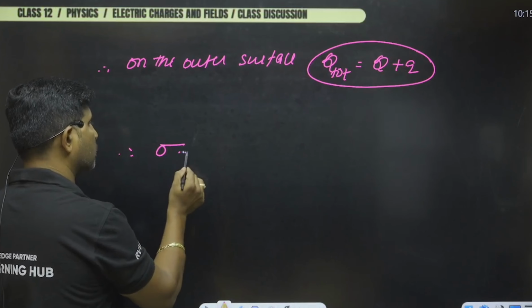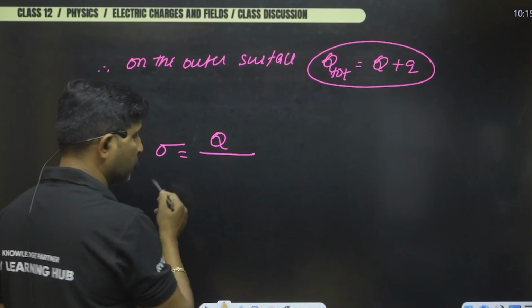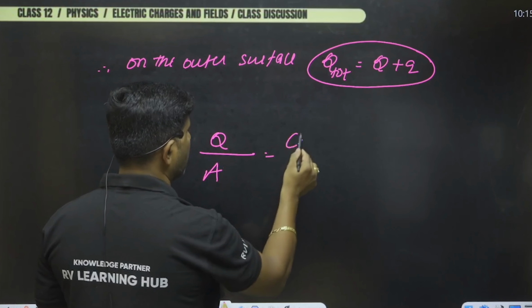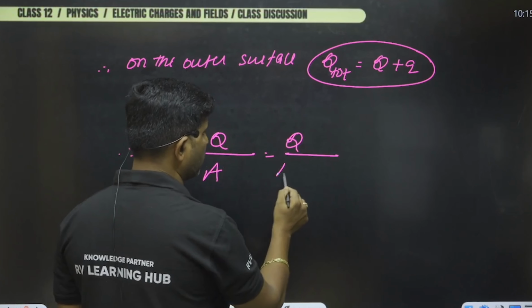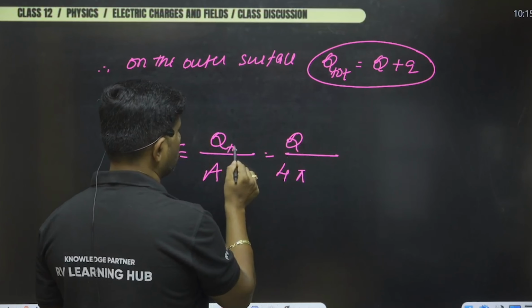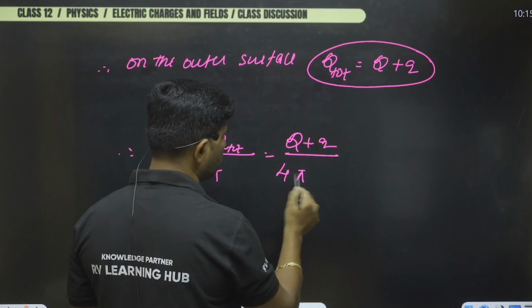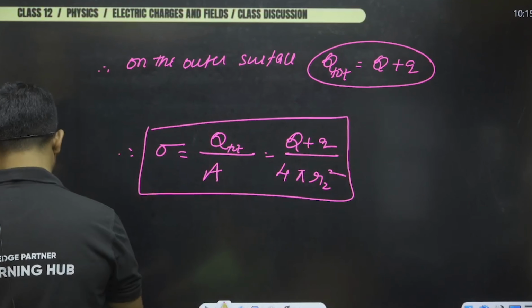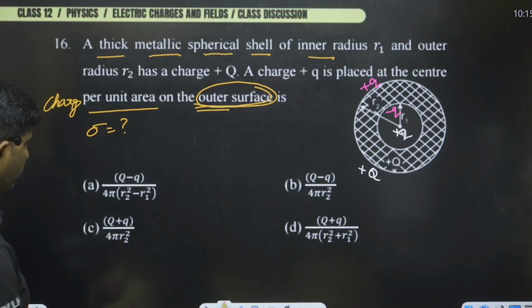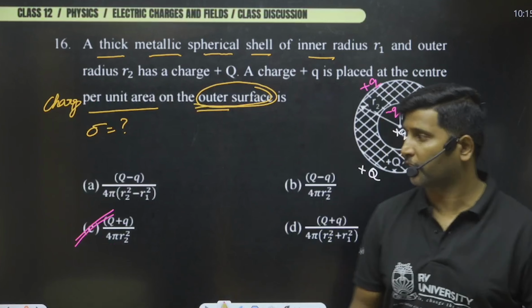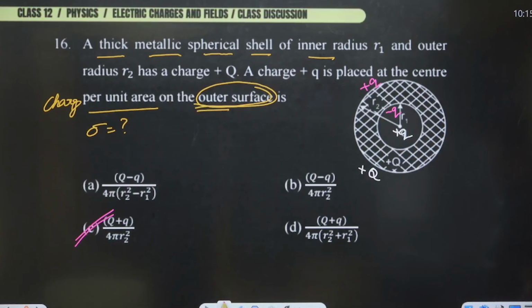Therefore, what is the charge density? Charge density is equal to charge by area. You have to calculate only the outer surface area, so with Q total, it is capital Q plus small q, divided by 4 pi R2 square. Hence, we can select option C as the right answer. Option C is the right answer. I hope you got the answer clearly.